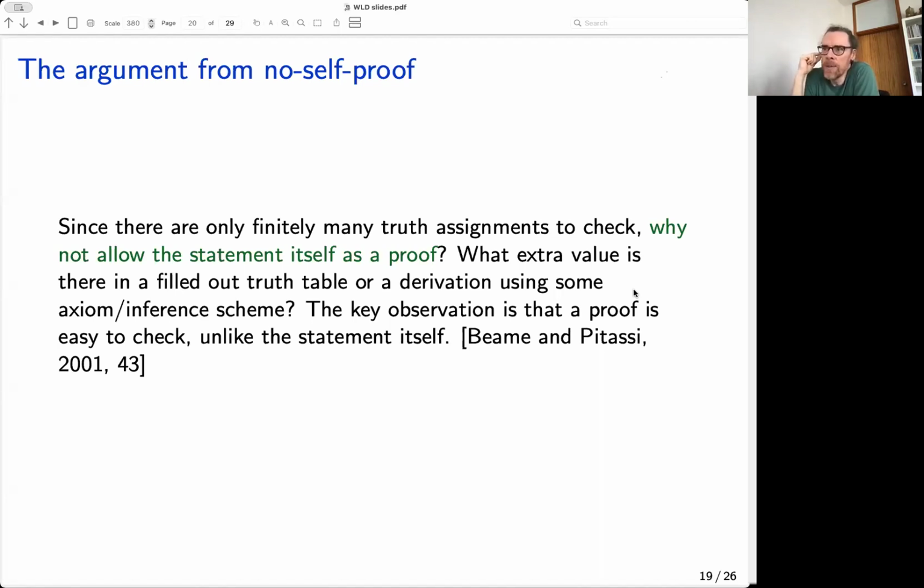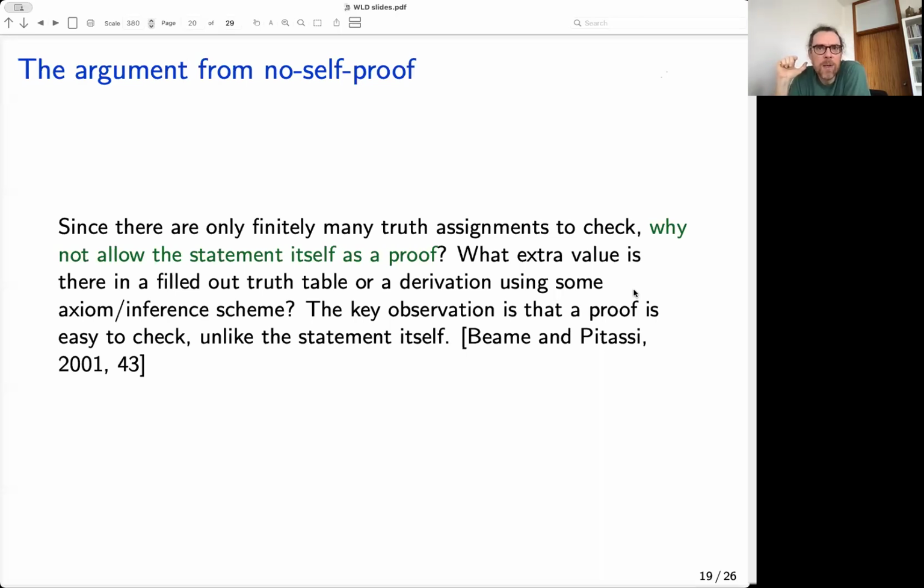And so then they say, what extra value is there in a filled out truth table or a derivation using some axiom and inference scheme? And they say the key observation is that a proof is easy to check, unlike the statement itself. So I don't exactly know what the intention behind this paragraph was, but I think you can extract an argument from it. And that's the argument I want to consider now.